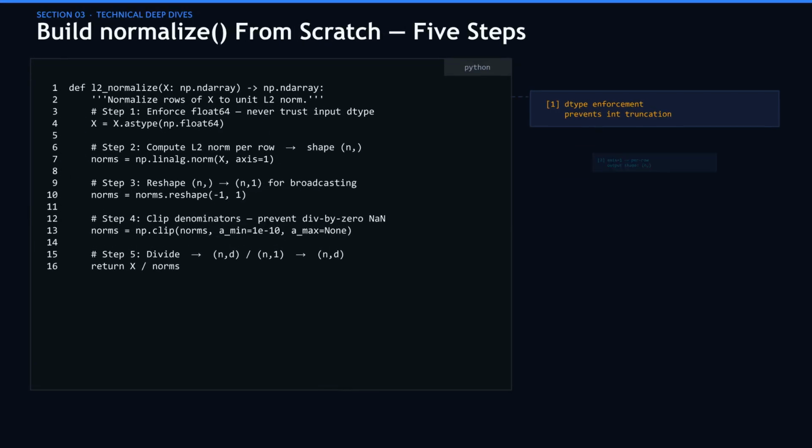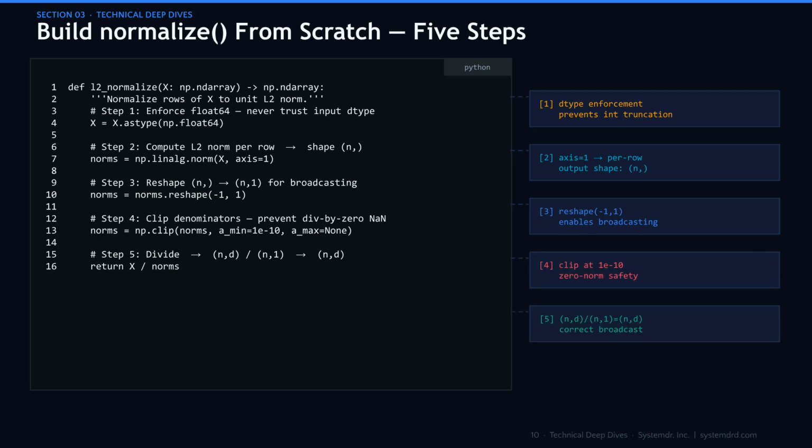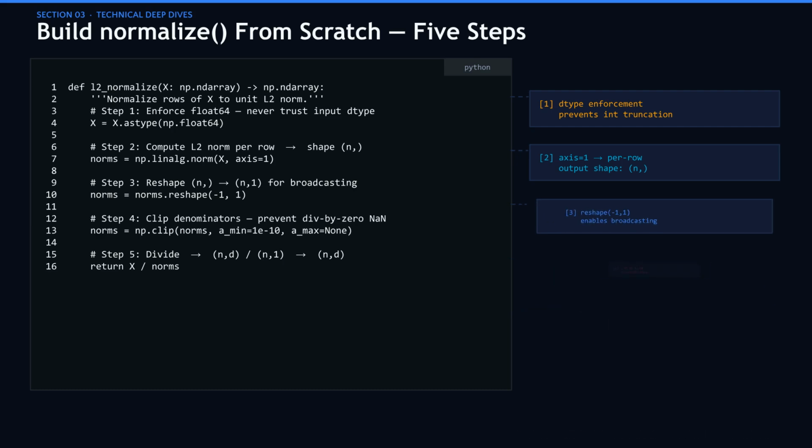Our implementation of L2_normalize enforces float64 to prevent truncation. It computes per row norms, then explicitly reshapes them to (N,1) for correct broadcasting, and clips norms at 1e-10 to prevent NaN from 0 division. Finally, the division is performed.